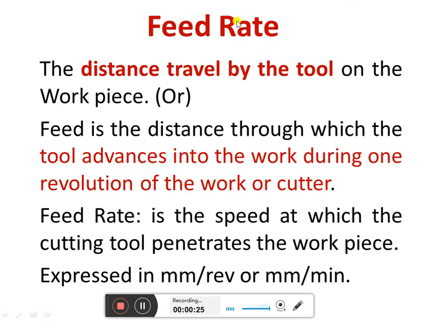So feed rate, the distance traveled by the tool on the workpiece. How much distance is traveled by the tool, that we call the feed rate. The feed rate is the distance through which the tool advances into the work during one revolution of the work or cutter. It is normally expressed in millimeters per revolution or per minute.